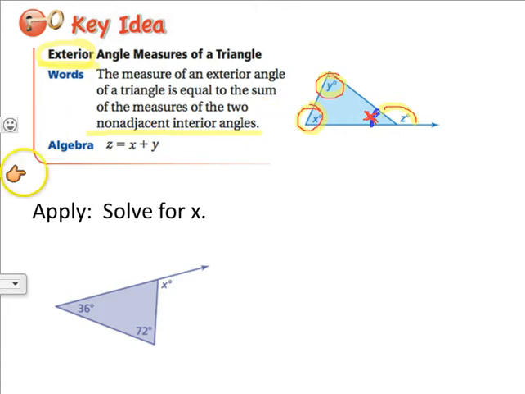So let's apply that now to this question below. Solve for x. So x represents an exterior angle. We're outside of the triangle. How can we find that?